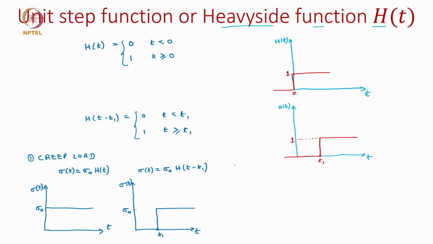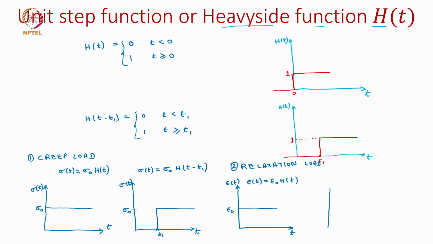So, similarly, let us also look at the relaxation load. In relaxation loads we said the input is strain. Strain will be represented as epsilon of t. At time t equal to 0, we apply an instantaneous strain epsilon naught, and after time t equal to 0 it remains constant. So, how do we represent this? Epsilon of t, the strain at any time, is epsilon naught times H of t.